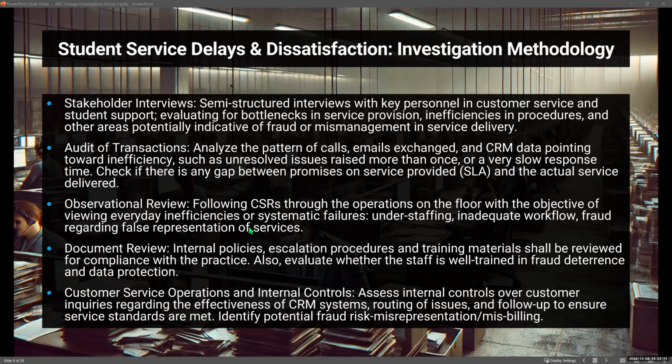Also, an observational review to follow customer service reps through their operations on the floor with the objective of viewing everyday inefficiencies or systemic failures, looking for understaffing, inadequate workflow, and maybe fraud regarding false representations of service actually performed. To do a document review, once again, looking at escalation procedures and training materials.